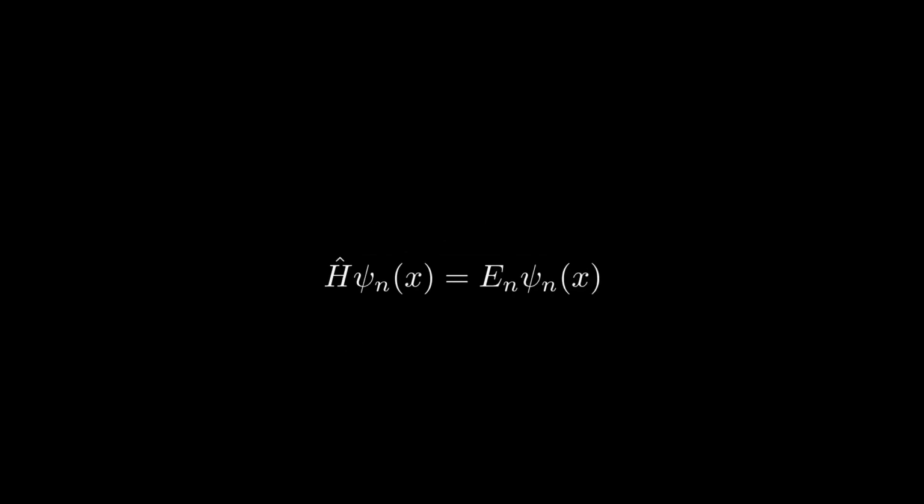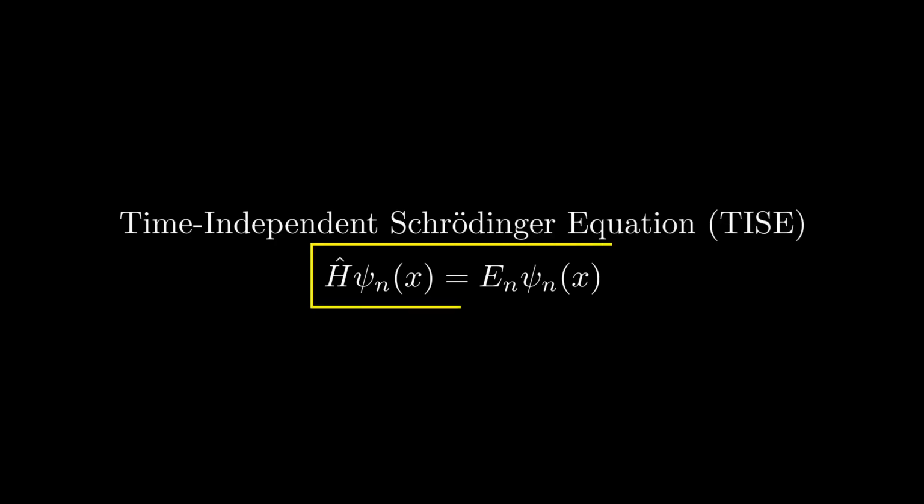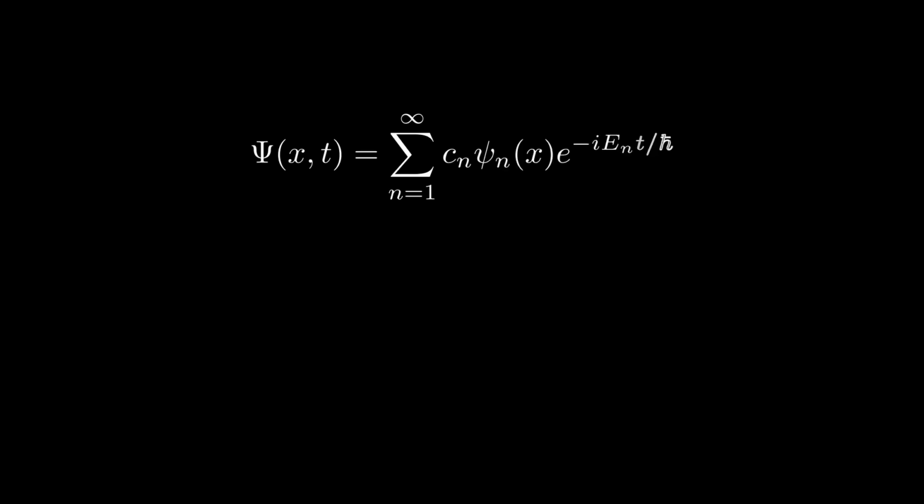For our function of x, we can rearrange it as follows to get this eigenvalue equation. This is known as the time-independent Schrödinger equation. If we can solve this eigenvalue equation, we can find the allowed energies E_n of our system, as well as the corresponding eigenstates. Consequently, we have that our wave function is given as this linear combination.